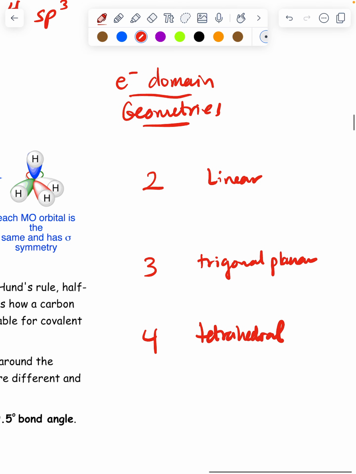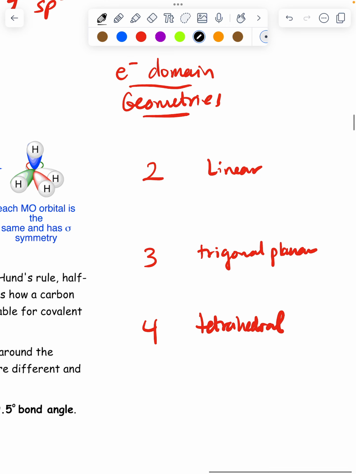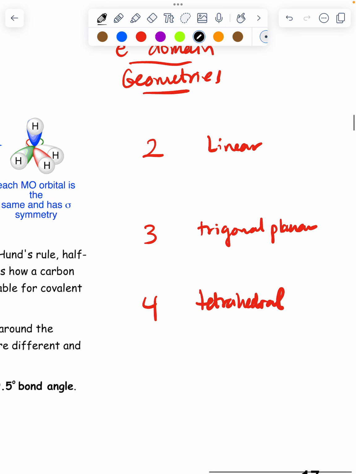And so when we introduced those shapes, we said that linear is as far apart as 2 electron domains can push or repel. Trigonal planar is 120 degrees apart. That's as far as 3 equal electron domains can repel, and tetrahedral is for 4. And so with these different geometries, they each have an associated type of hybrid orbital that aligns with the shape. For tetrahedral, we saw the type of hybridization was called sp3.